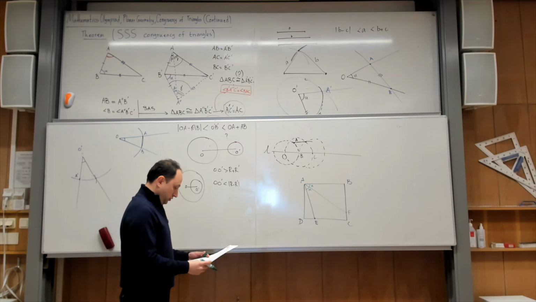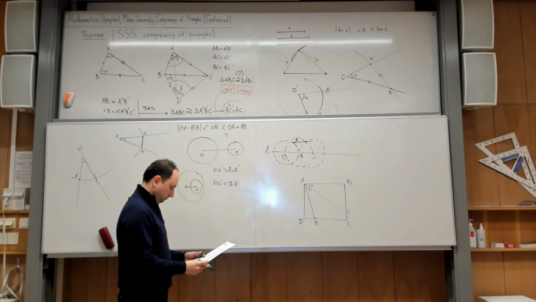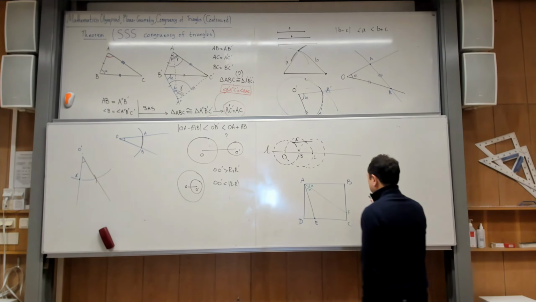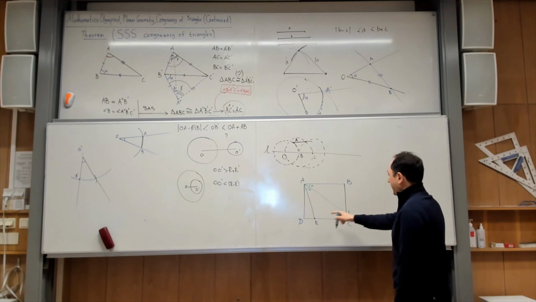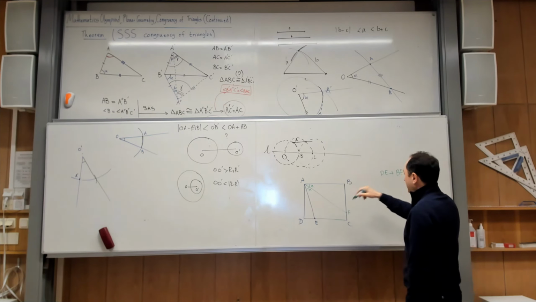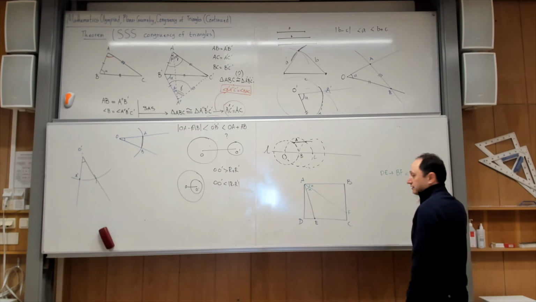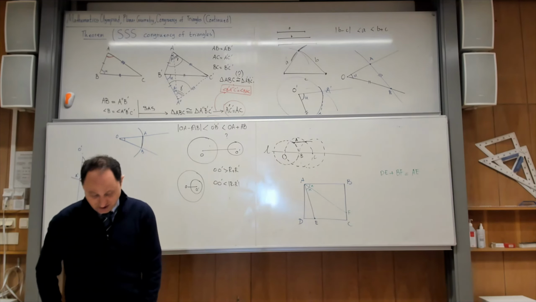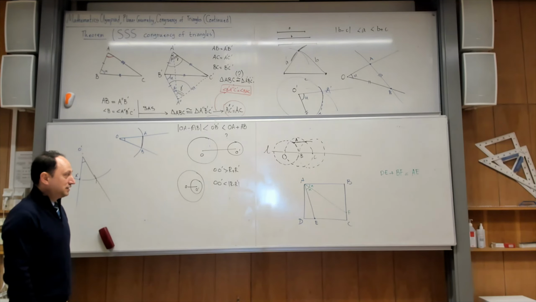We are supposed to show that this is a very nice relation. So if you add DE plus BF, it becomes AE. Yes, I found it very interesting. It's a simple problem, but an interesting one.